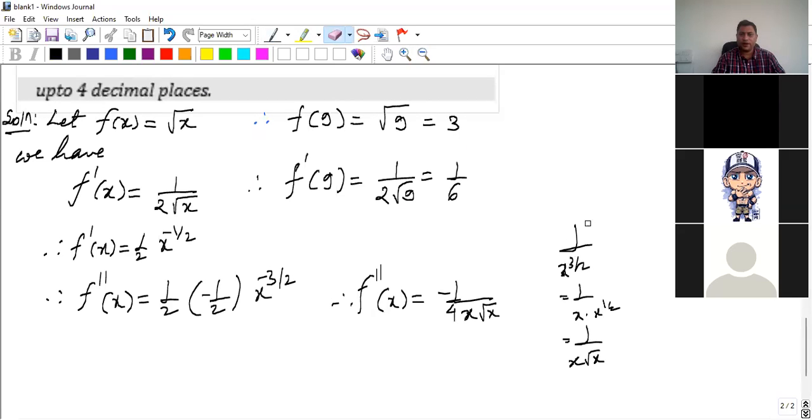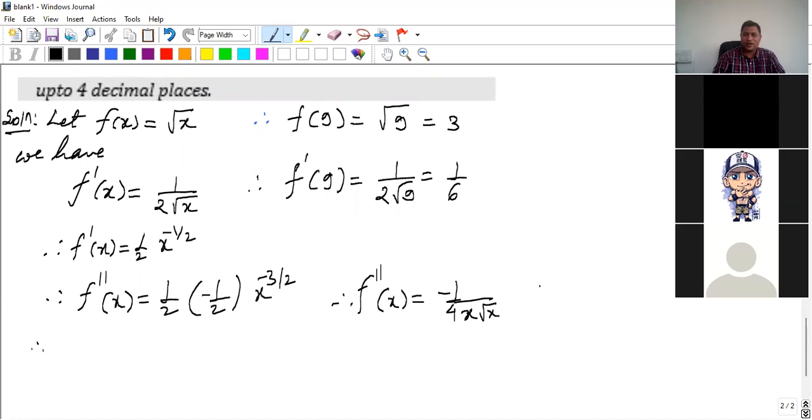Till how many derivatives we have to find? Exactly, so we have to go to 4 decimal places. That's why we need at least 4 terms. At least 4 terms means we have to go at least 3 derivatives, and again that should be non-zero. If something turns out to be 0, then we have to go to the next. So here, what we have next?